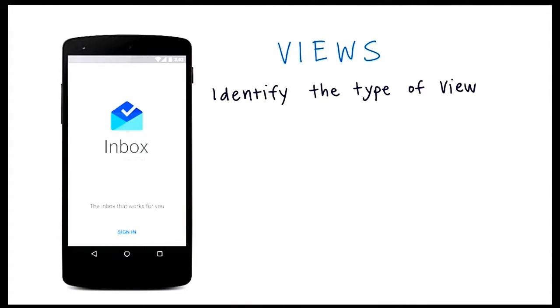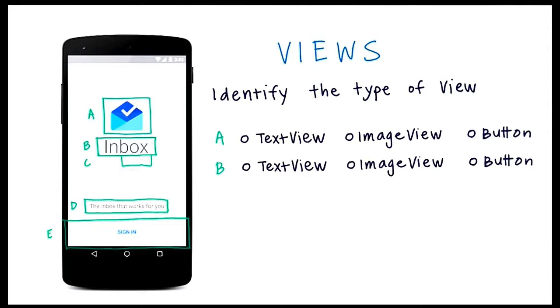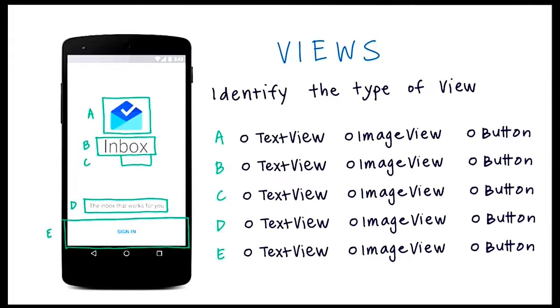Can you identify the different types of views here? To help you, I've highlighted the individual views. For example, for A, can you tell me if it's a text view, an image view, or a button? Do the same for B, as well as the rest of the views. Let's go over the solution together.